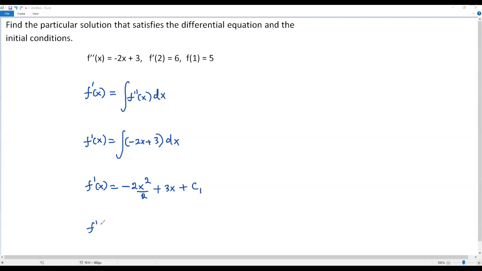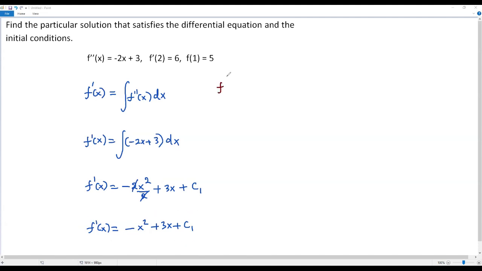Let me continue. f prime of x equals, here we can simplify this one. The 2 and 2 can be cancelled. Then I'm getting negative x squared, plus 3x, plus c1. Now I can use one of the initial conditions, that is f prime of 2 equals 6, to evaluate the value of the constant of integration c1. So here I have to consider the value of x we have, that is 2. I have to plug in x equals 2 into this result.